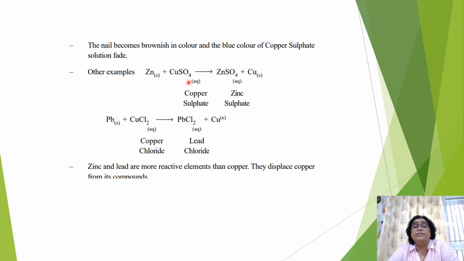So zinc plus copper sulfate gives you zinc sulfate plus copper. Another example. So instead of iron, if you take zinc and add it to copper sulfate solution, zinc sulfate and copper is formed. So zinc takes the place of copper from its salt solution and copper is displaced. Okay. Now if you take lead and add copper chloride, you get lead chloride and copper. So here again, the lead has taken the place of copper, lead chloride is formed and copper is displaced. So zinc and lead are more reactive than copper. So they displace copper from its salt solution. Is this clear? So this reaction is called displacement reaction.